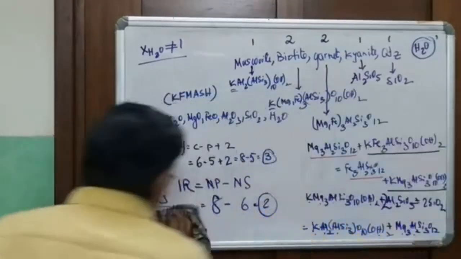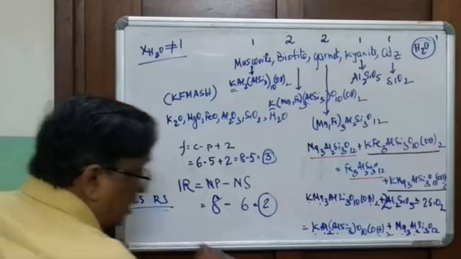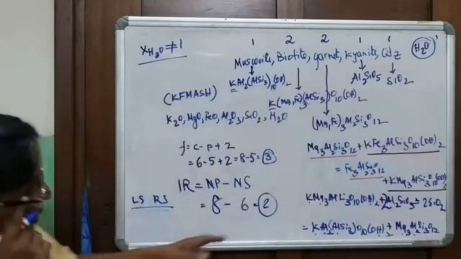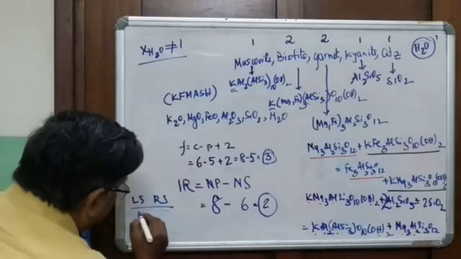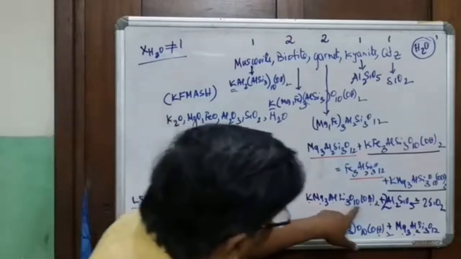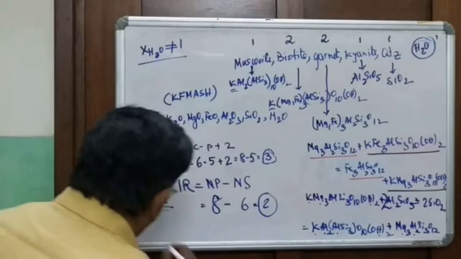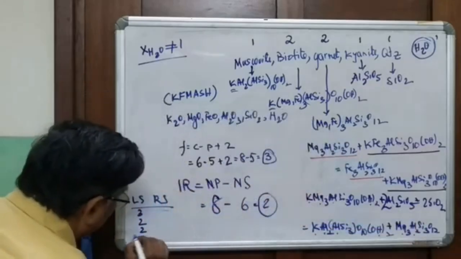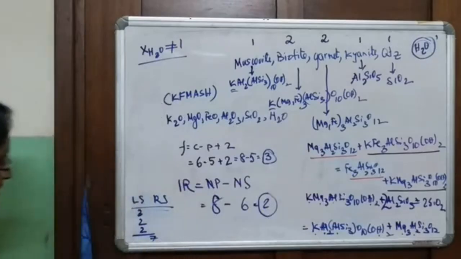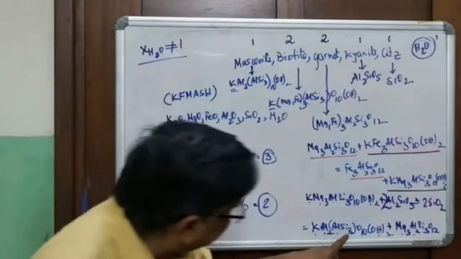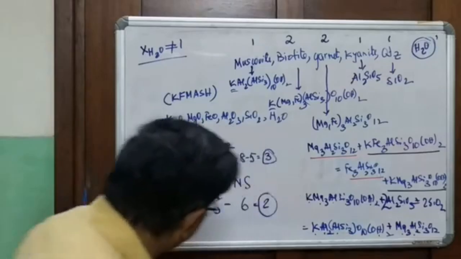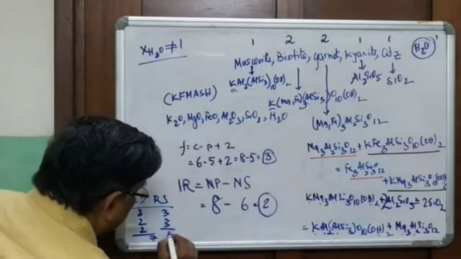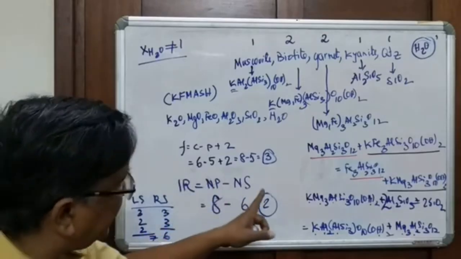What happened to silicon? We must have gone wrong because we took the silicon. Now let's look at silicon. 3 on the left hand side, I can see here, 3. Then 2 into 1, 2. And then 2 silicon, that's 2. So it should be 7 silicon on the left hand side. On the right hand side, it is 3 plus 3, 6 silicon.